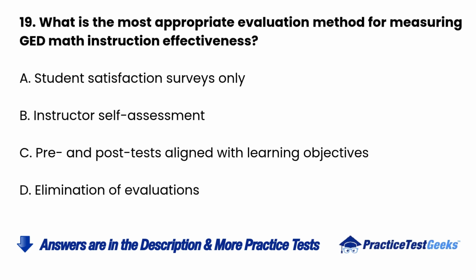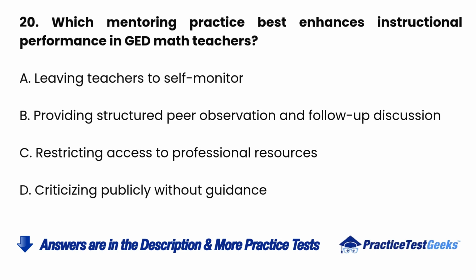19. What is the most appropriate evaluation method for measuring GED math instruction effectiveness? A. Student satisfaction surveys only. B. Instructor self-assessment. C. Pre- and post-tests aligned with learning objectives. D. Elimination of evaluations.